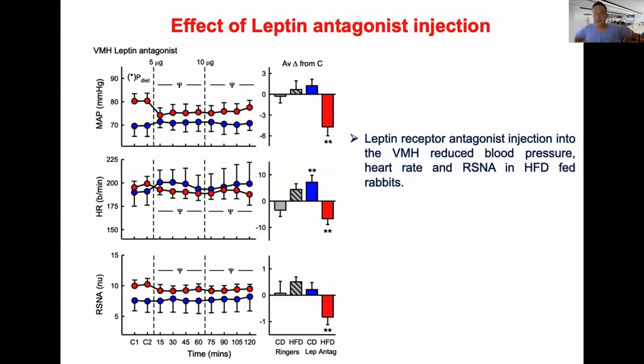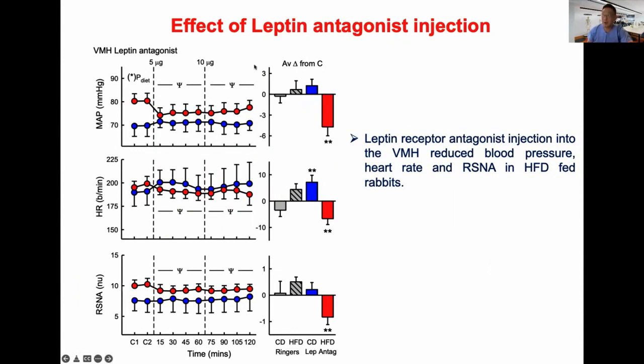Now, these graphs look a little bit complicated, but it's pretty straightforward. The top one shows the blood pressure, heart rate, and the renal sympathetic nerve activity is in the bottom. The red shows the high-fat diet feeding, and this is a dose-dependent time course graph. The blue represents the control diet, and the gray ones show the Ringer's, which is the vehicle, when we gave these drugs to the brain.